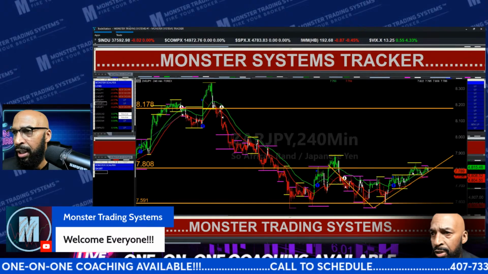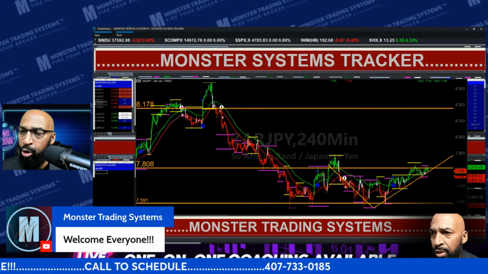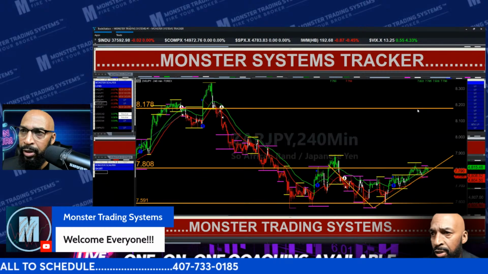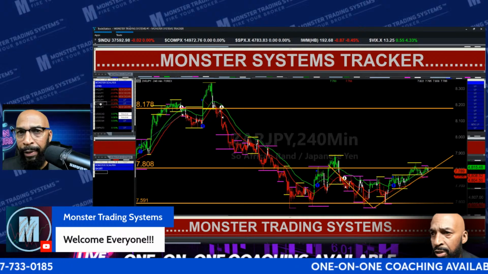ZAR yen. Buy signal here, holding right here. We need ZAR yen to break out. Hopefully test the highs up here. Next target up here.